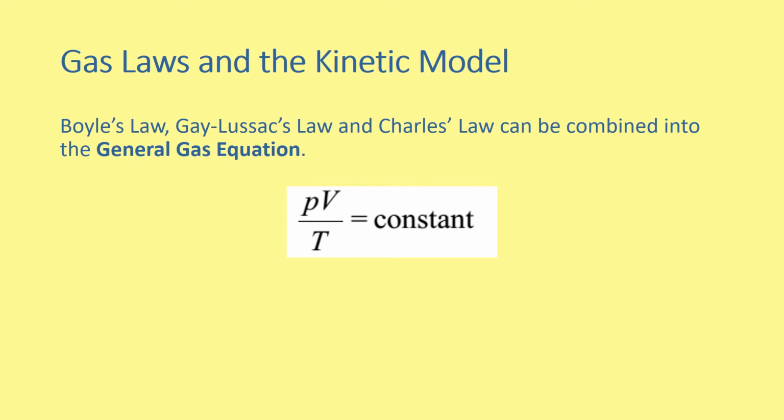It is possible to combine Boyle's, Gay-Lussac's and Charles' law into one equation. This is known as the general gas equation. On your formula sheet it is written as PV divided by T equals a constant. It can sometimes be written as P1V1 over T1 equals P2V2 over T2. Sounds complicated, but I'm sure you will cope.